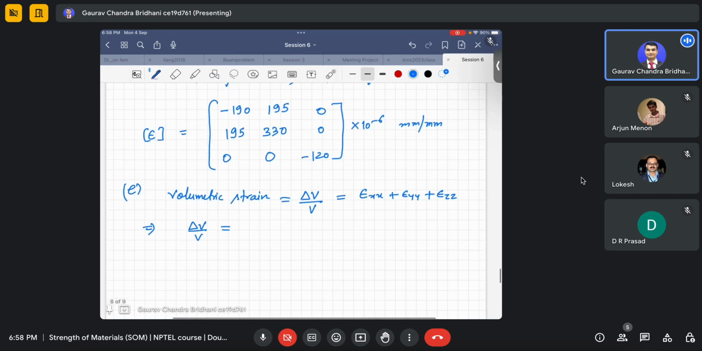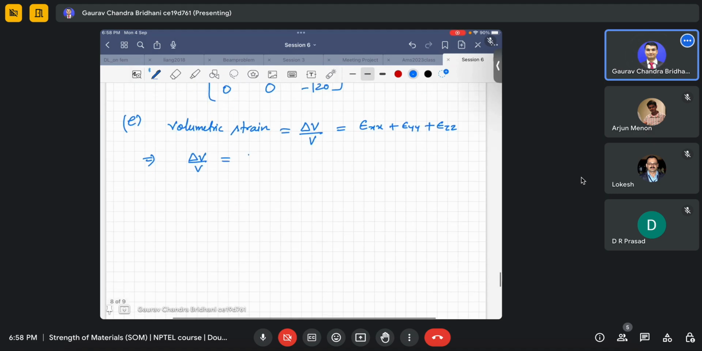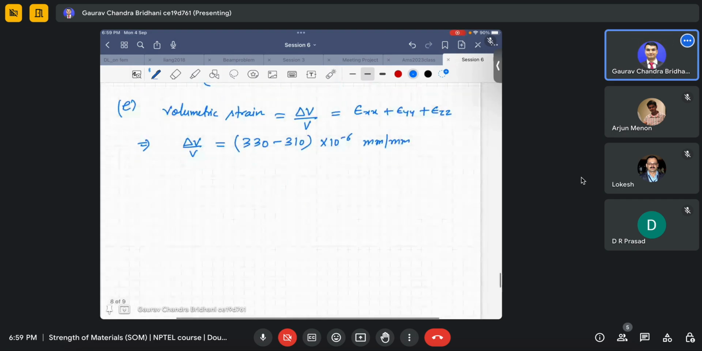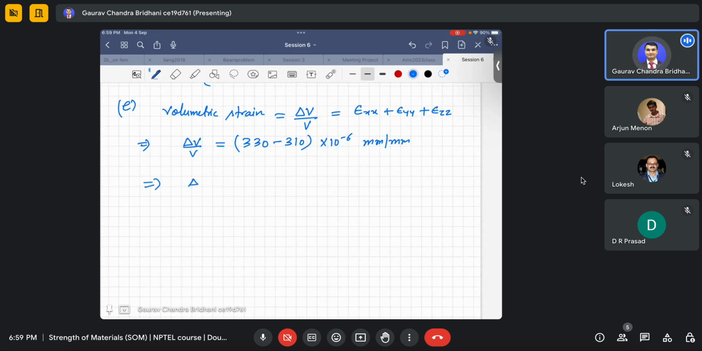330 minus 310, 330 minus 310, into 10 to the minus 6 mm per mm. Okay, 330 minus 310. So delta V upon V will be 20 into 10 to the minus 6 mm per mm.